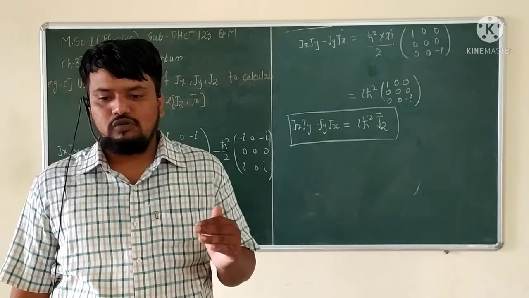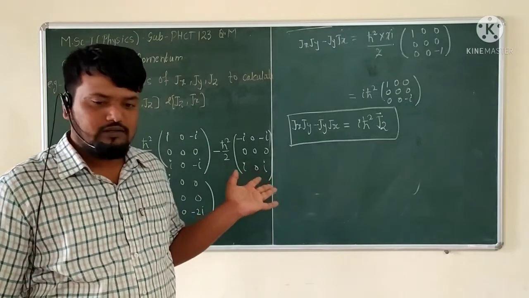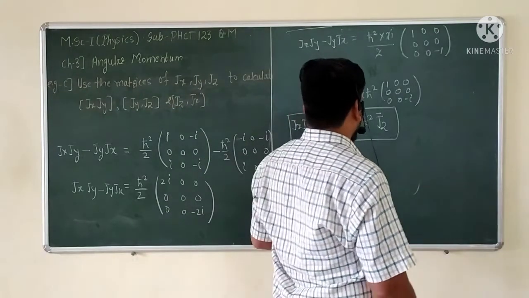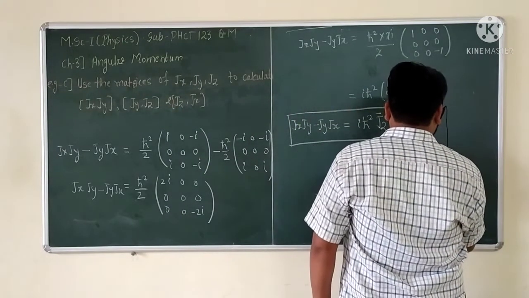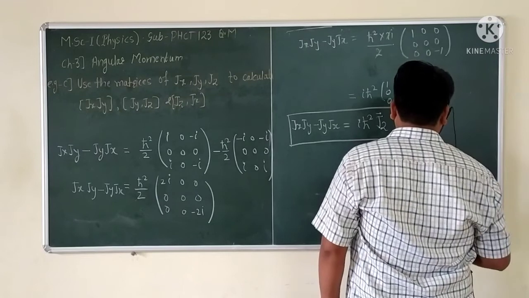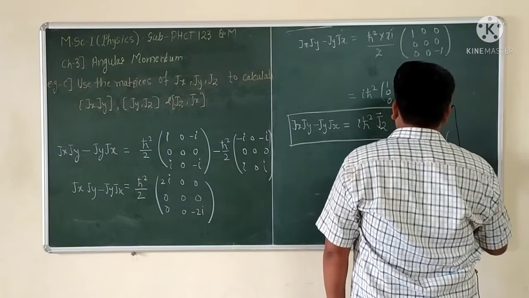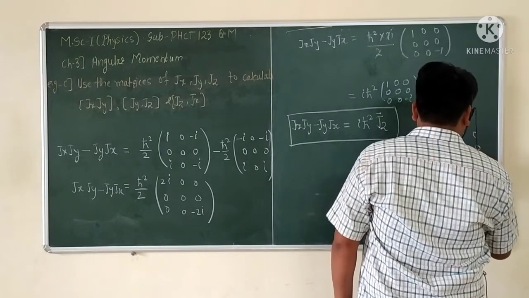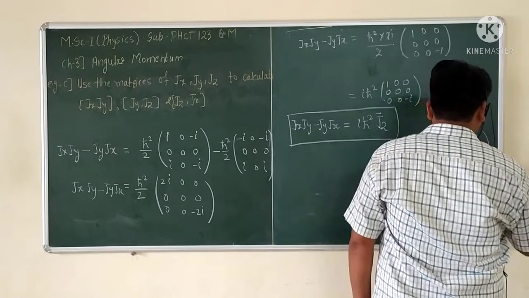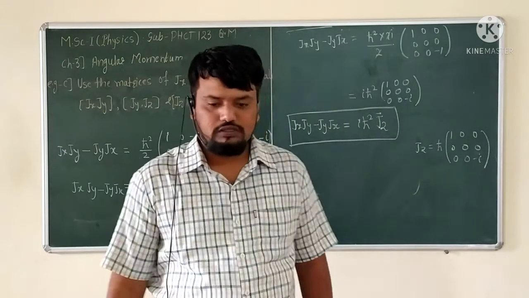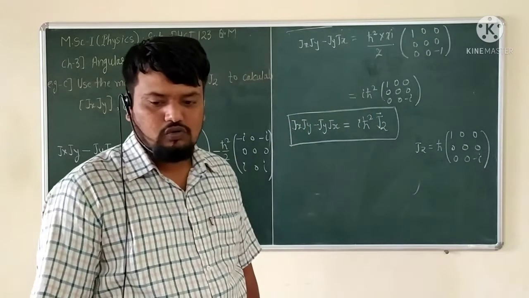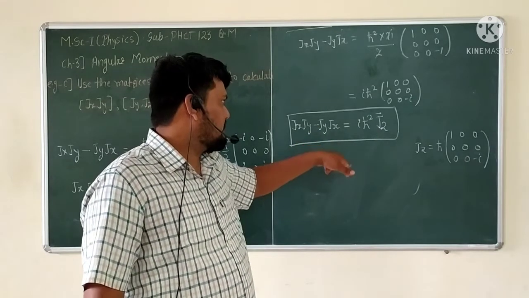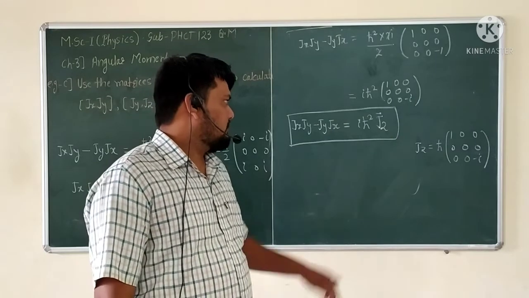Okay, so this is the matrix, and why this equation is this, because you have to know that the Jz operator is nothing but h cross times the matrix 1 0 0, 0 0 0, and 0 0 minus 1. This is the value of the Jz operator. So that's why this relation holds: JxJy minus JyJx equals i h cross Jz.